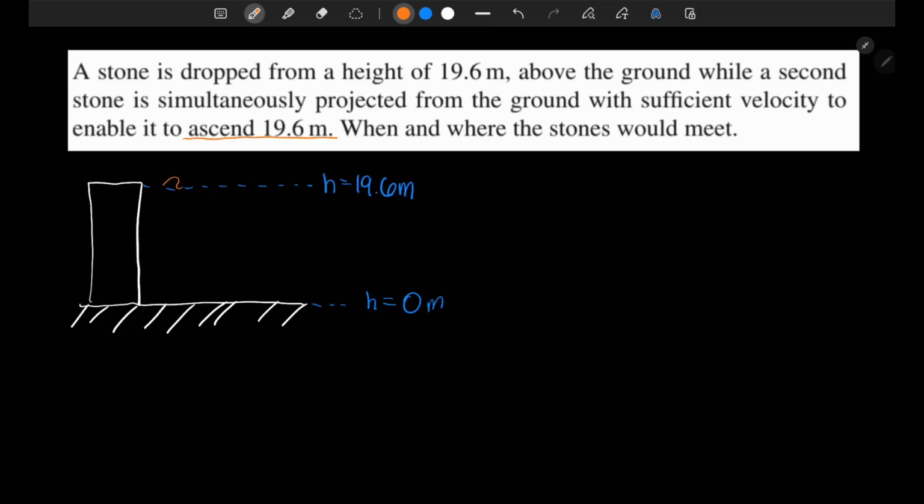From the top of the building, there's a stone 1. This is stone 1, and this stone initially starts from rest. So you start it here, and then it goes downwards, right? You just drop it. There's a second ball, which starts here at the ground, and you throw it upwards. So this is ball 2, and you throw it upwards with some initial velocity v naught 2. Okay, so v naught 1 is equal to 0 because it starts from rest.